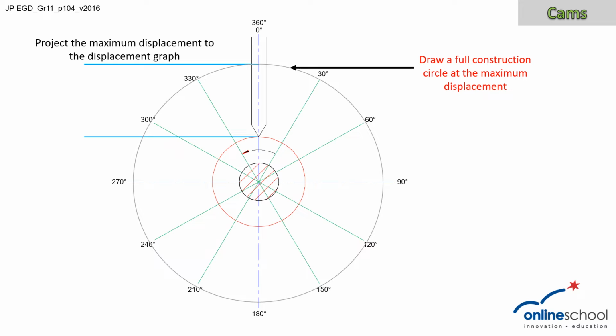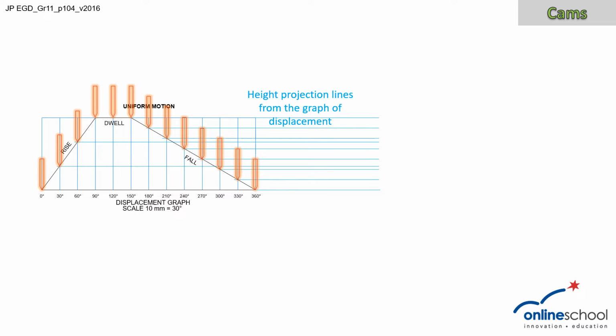As mentioned in my previous videos, I always ask the students to draw in the full construction circle for the maximum displacement all around, and then we also have indicated the minimum displacement and the line going out as a baseline for our graph of displacement, as well as projected out the height of our maximum displacement to our graph of displacement.